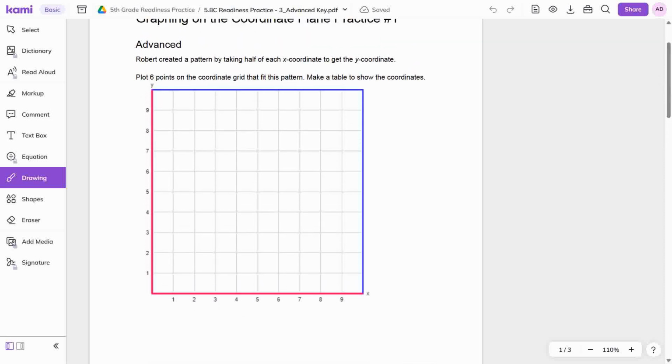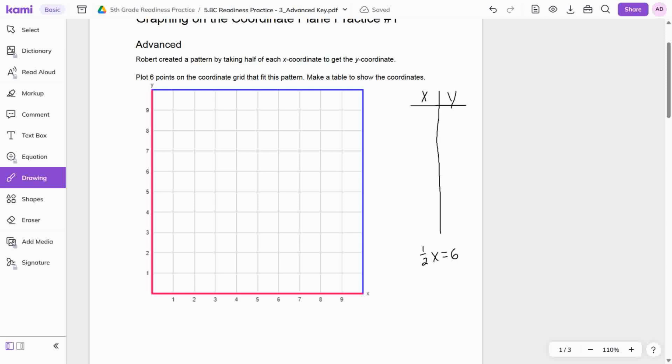All right, so Robert is creating a pattern by taking half of each x-coordinate to get the y-coordinate. And so we need to plot 6 points on the coordinate grid. All right, so let's make a table first. And we're just going to put x and y. And we notice we take half of each x. So here's my rule. Half of x equals y.